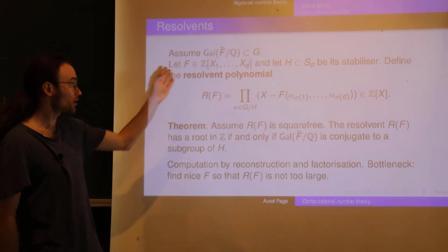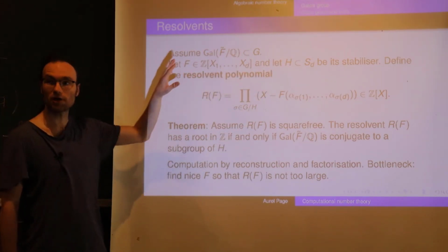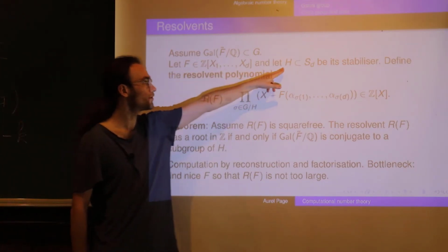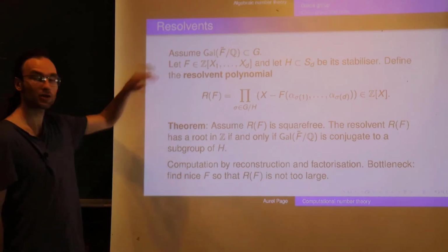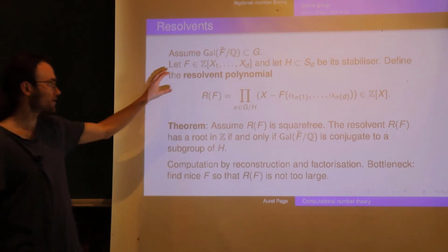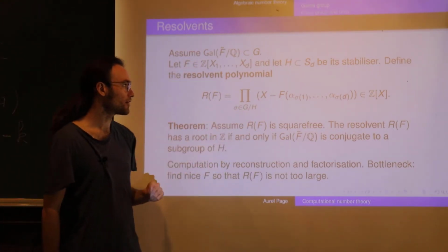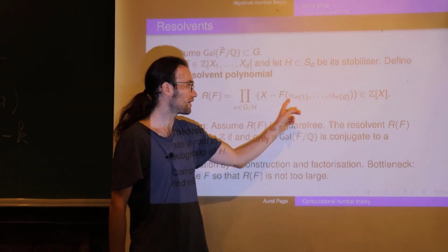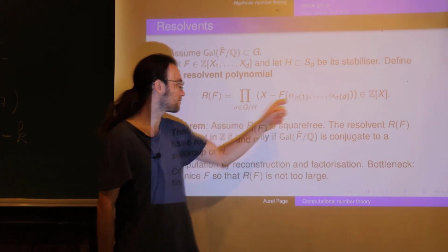And so here we assume that H is exactly the stabilizer of F. So part of the algorithm will be to actually construct F that have a given H as the stabilizer. But here we assume that we have it. Then we can define the following resolvent polynomial, which is the product over cosets of H in G of X minus evaluation of F at the roots of P permuted by sigma.